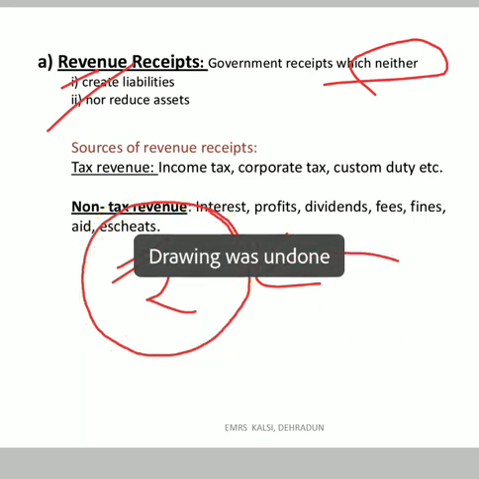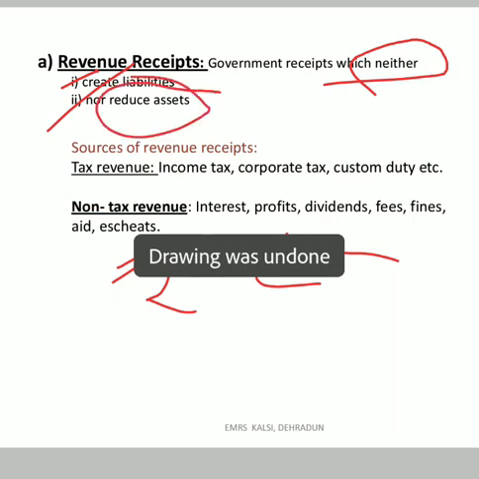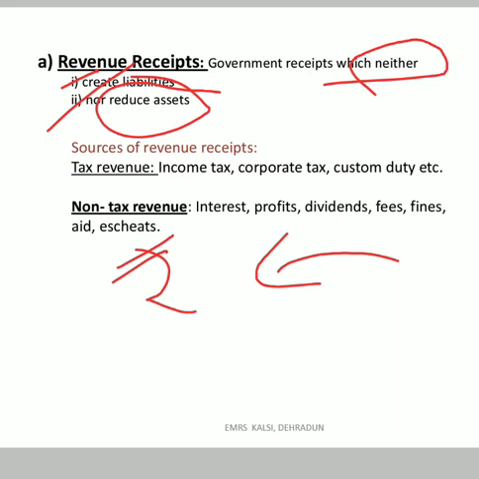For example, the tax revenue, the money which government gets from taxes like income tax, corporate tax, customs duty, GST and all. So government gets money in the form of tax, but that money doesn't reduce the asset. Government has not sold any of its property or any company, any land or any building, but government is getting money. So that money is not reducing assets nor creating any liability. Means if a government is getting income tax, government is not supposed to pay it back.